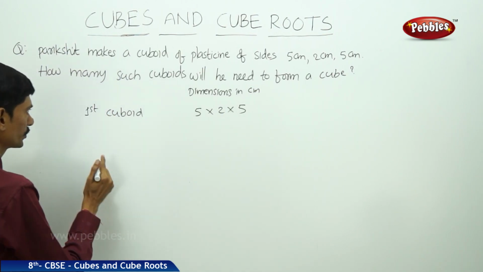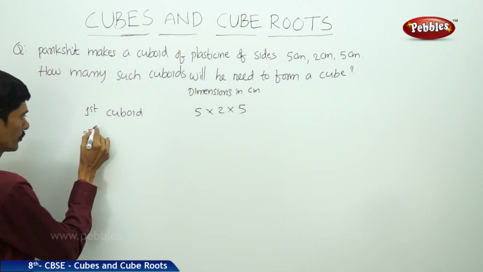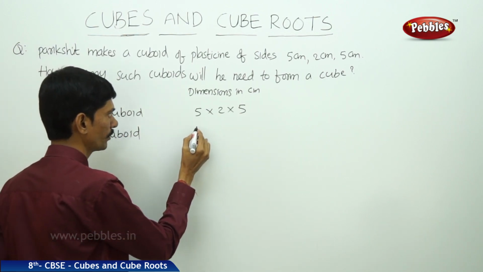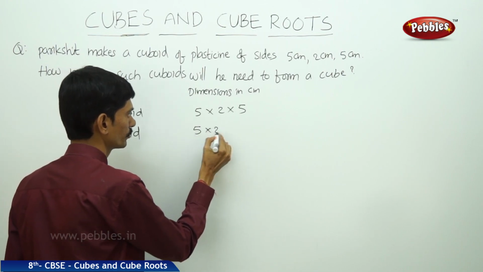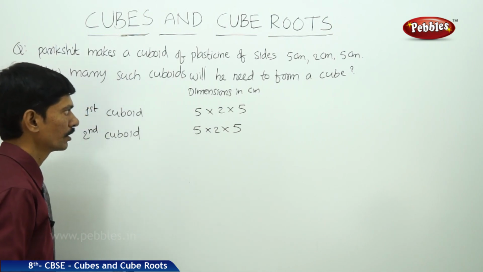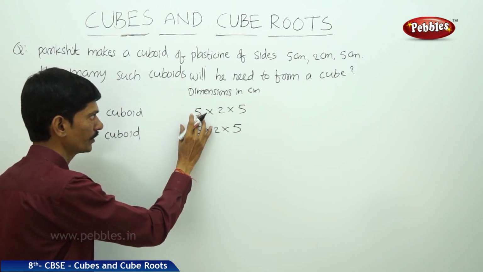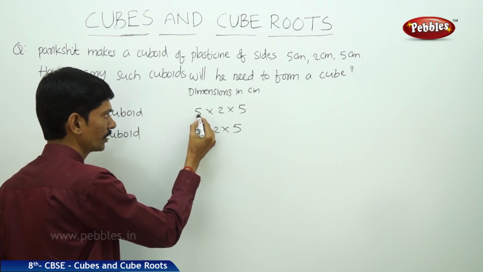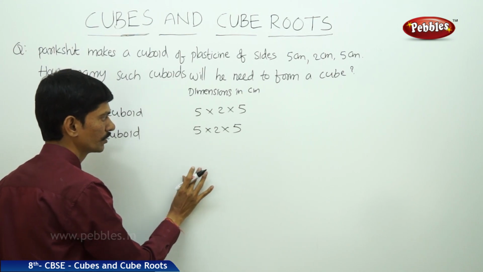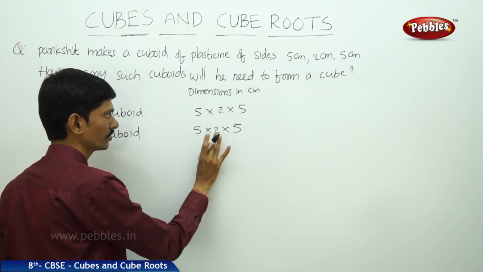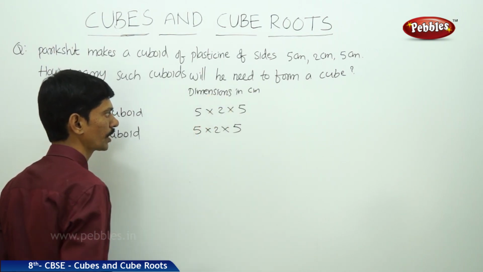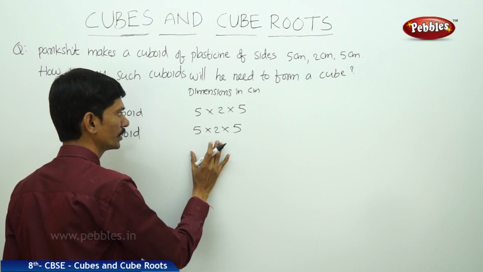Then let us take the second cuboid also. If you take the second cuboid, again the same dimensions, 5 into 2 into 5. Do they make any cube here? Now let us check the dimensions. The factor 5 appears here 2 times, here also 2 times, totally 4 times, but not either 3 times or 6 times, and the second factor 2 appears only 2 times. So it is not making any cube.